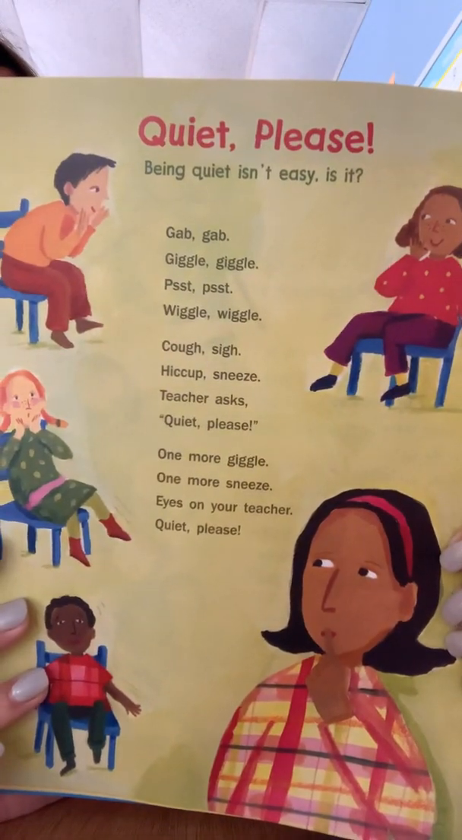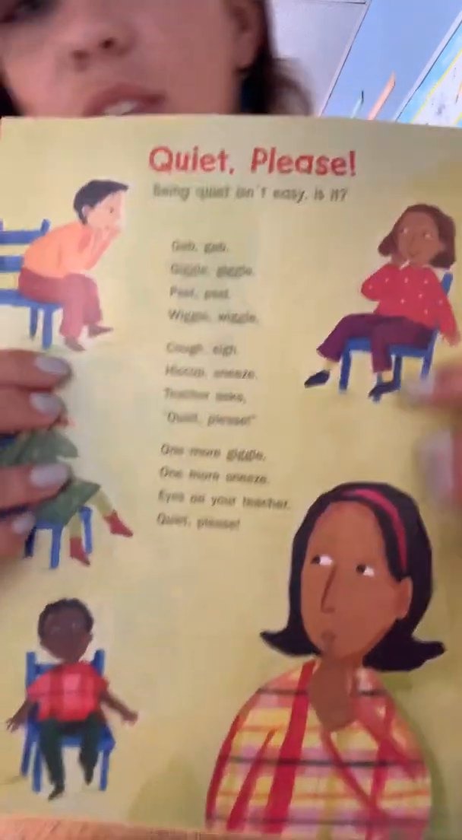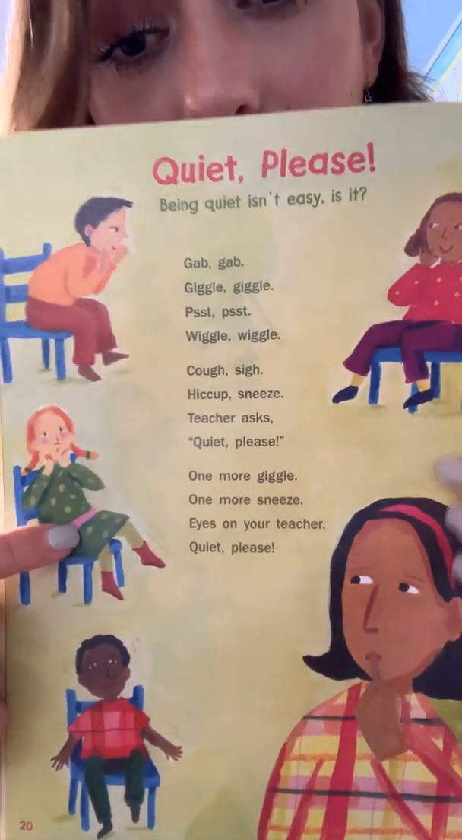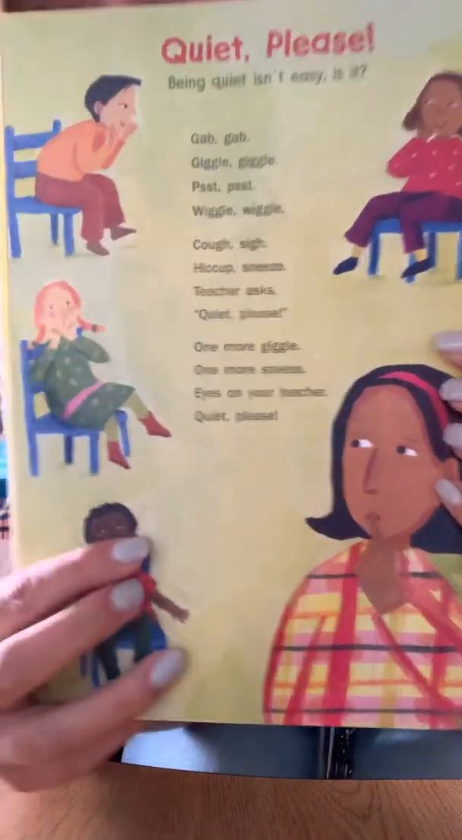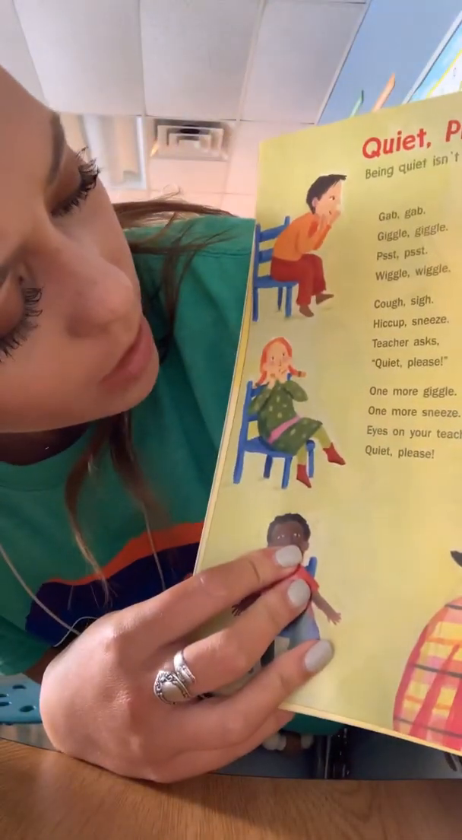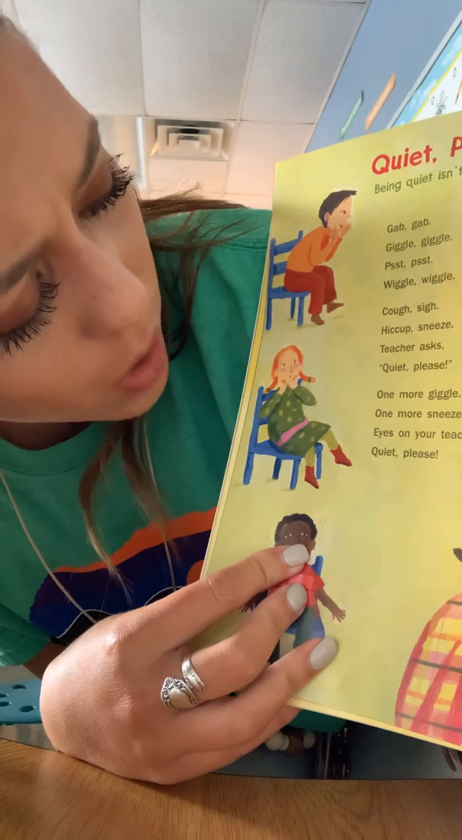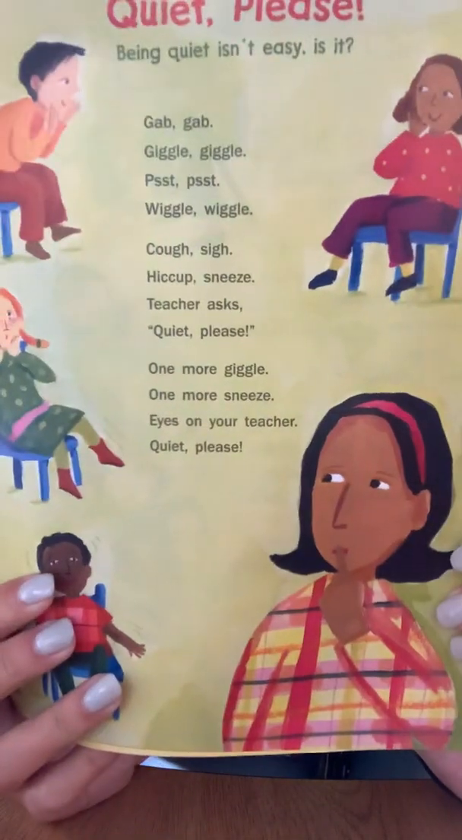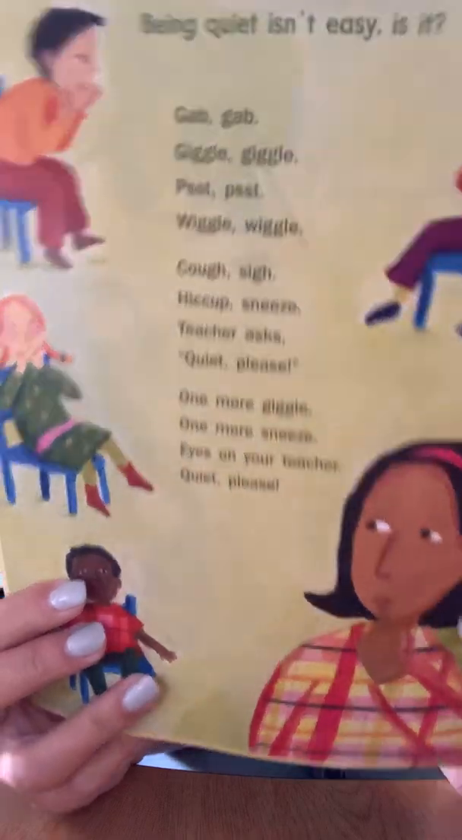Look at the pictures. It looks like these friends are talking. It looks like maybe she's making noises with her mouth. Maybe it looks like he's stomping his feet. Okay, it says, one more giggle, one more sneeze. Eyes on your teacher. Quiet, please. So this poem is just telling us sometimes it's hard to be quiet, right? But you need to be quiet sometimes whenever your teacher's talking, right?